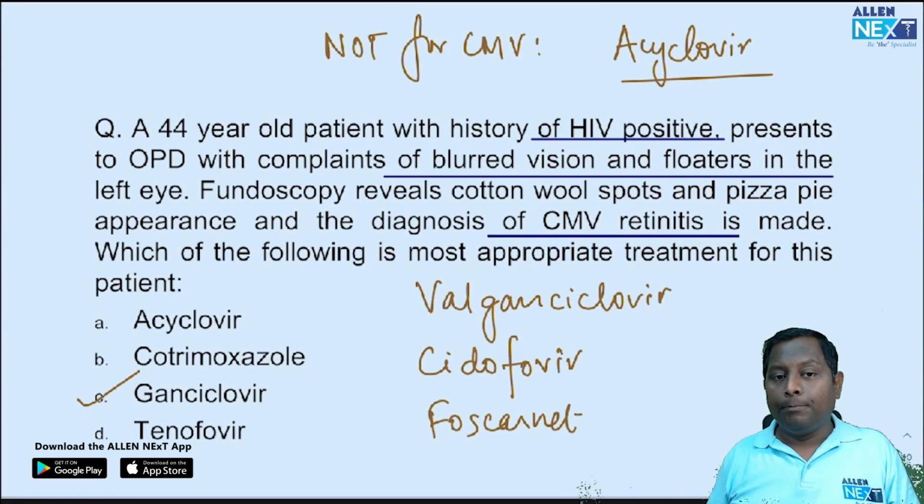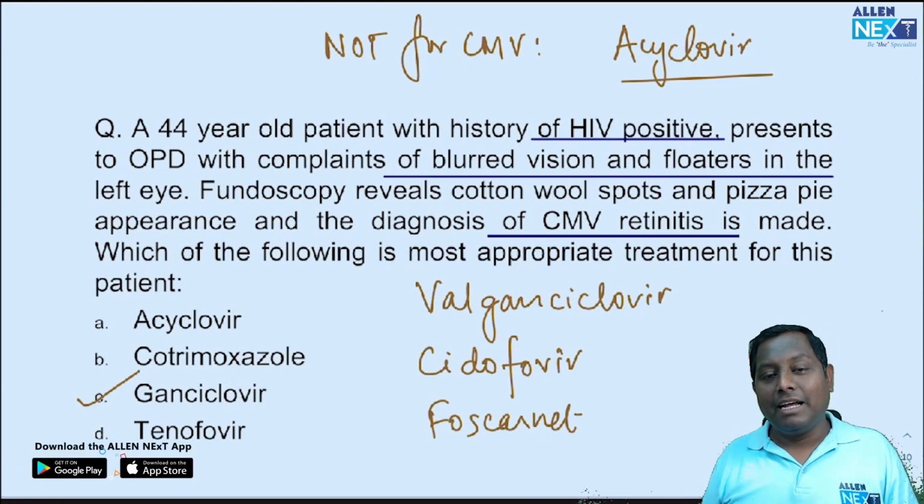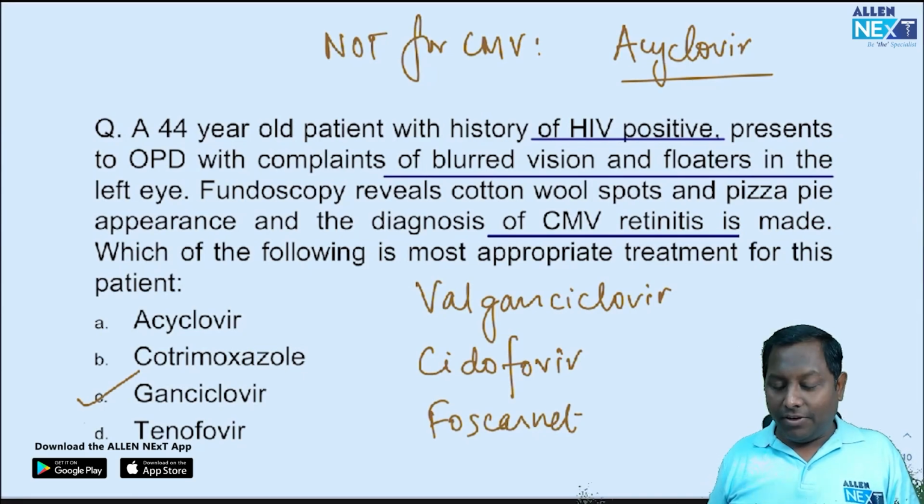We do not have any role of cotrimoxazole or tenofovir. Tenofovir is an antiretroviral drug that can also be used in hepatitis B. Okay, so I hope all of you are okay here and all of you have made it correct. Ganciclovir, CMV retinitis. That's a very simple one.